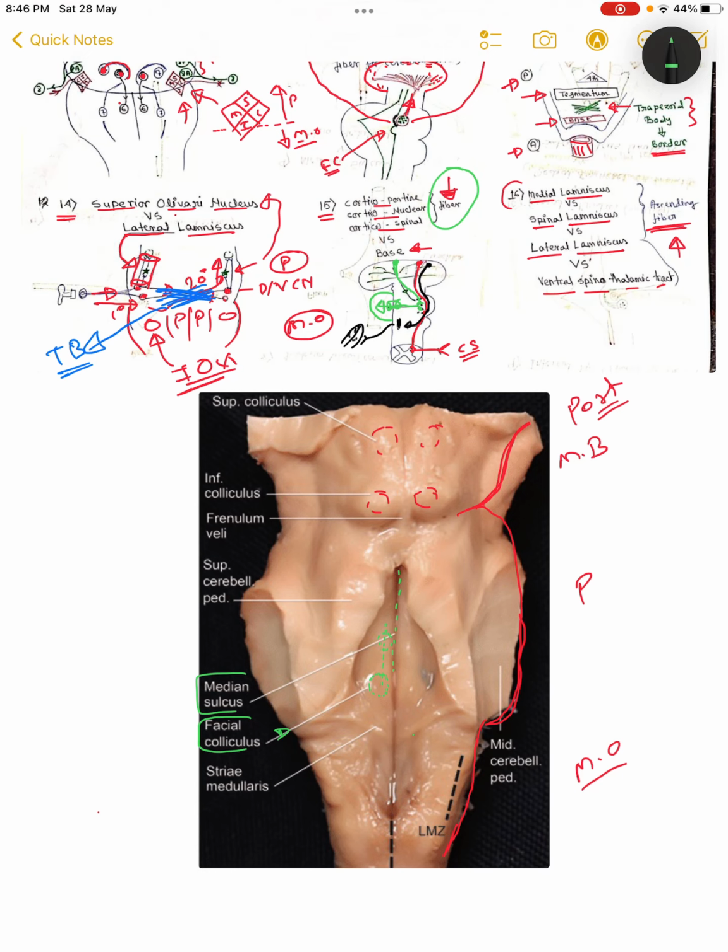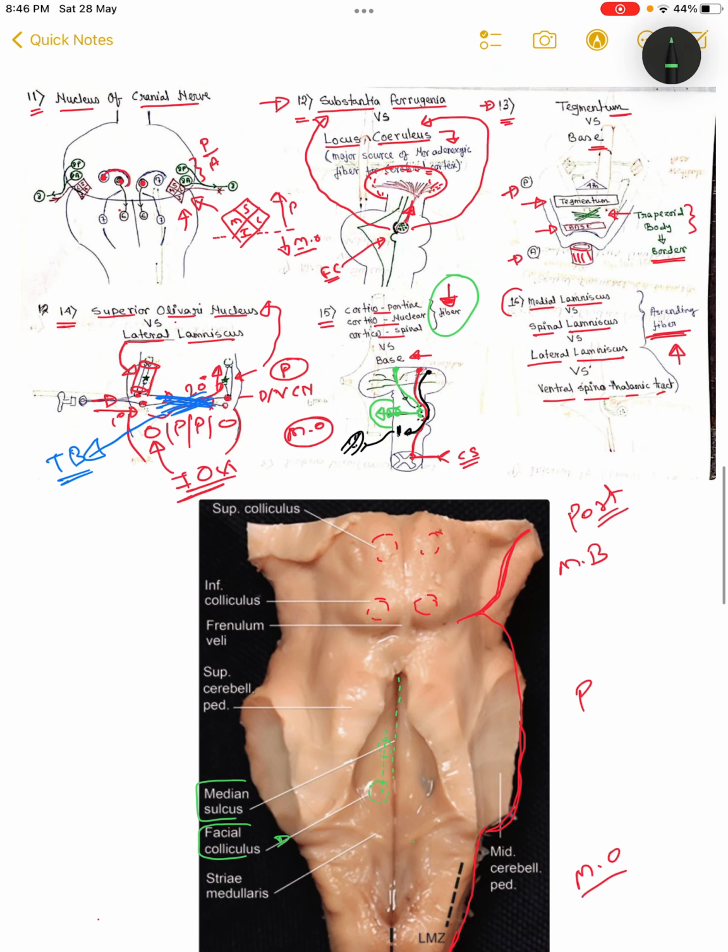This is what I talked to you about. This is our substantia ferruginea. Under that we have what? Our locus ceruleus. If you go forward, you see it in the 12th section. Okay, so locus ceruleus, substantia ferruginea.